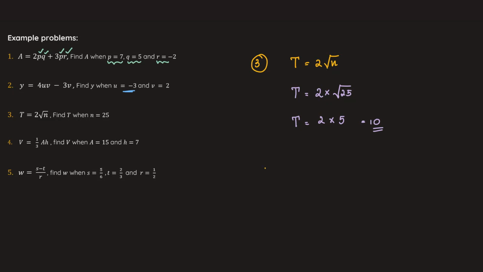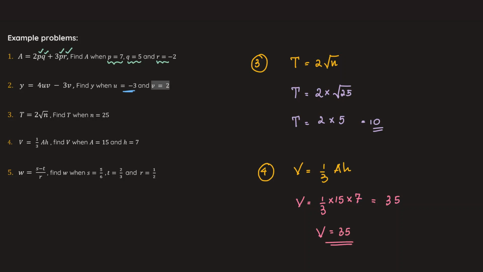Okay, we'll go to the next question then. The fourth one is v equals 1 over 3 a h. We know the value of a is 15 and the value of h is 7. We need to find the value of v. So v is equal to 1 over 3 times 15 times 7. This is 35. So the answer is v equals 35.